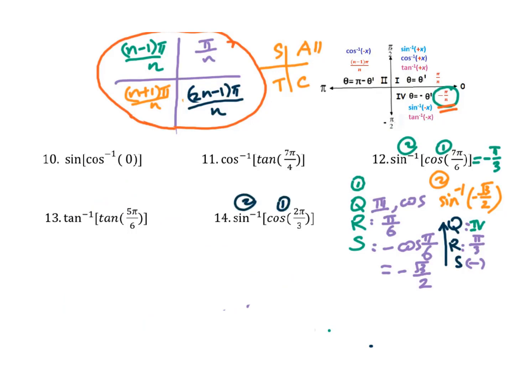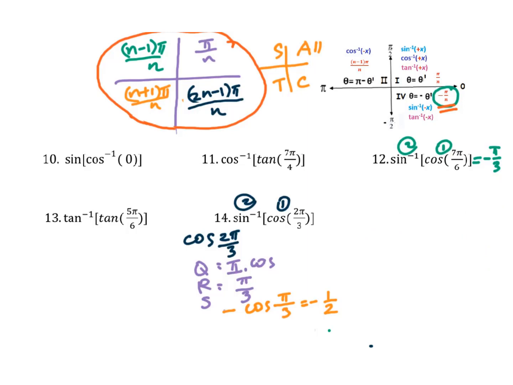This is the first step, second step. For cosine 2 pi over 3, we go to QRS. Second quadrant, reference angle is pi over 3. It will be negative because for second quadrant, cosine is negative. Using all students take calculus, we got negative cosine pi over 3 equals negative 1 over 2. Then we're working on inverse sine of negative 1 over 2. Go to QRS.